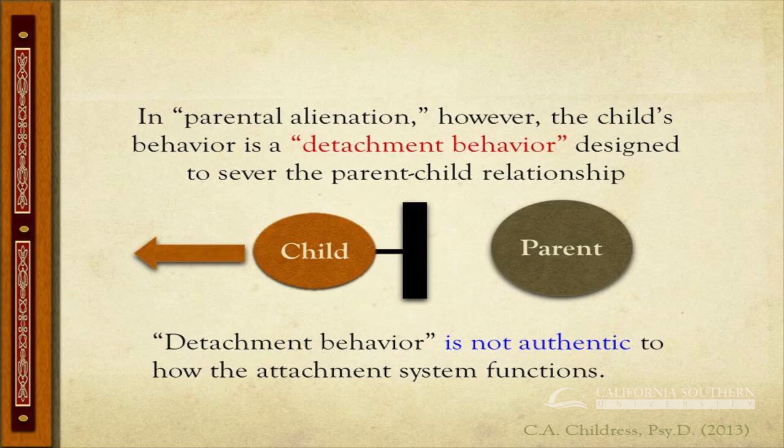And that's called therapy. What we see in parental alienation, though, is a detachment behavior. The child actually wants to detach from the parent. That doesn't happen. There's a predator out in those grasses that is more than happy to eat the child. Millions of years of evolution have selectively removed detachment behaviors from children's nervous systems.